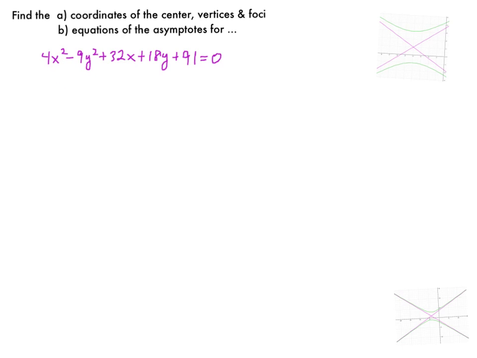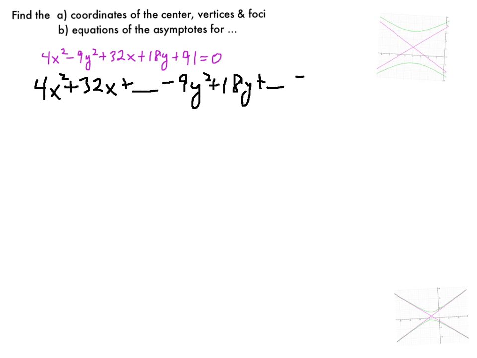Just like everything else, we're going to go from this general form to the standard form by completing the square. So I have 4x squared plus 32x, and we're going to add something, minus 9y squared plus 18y, plus something. And I'm going to move our constant over, negative 91. Now, I want a coefficient of 1 here and a coefficient of 1 here. It makes our lives easier. There's no common factor in the x's and the y's, but I do know there's something common here and something common here.